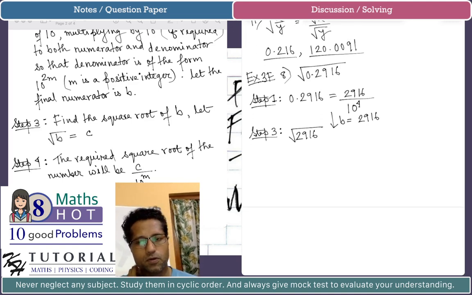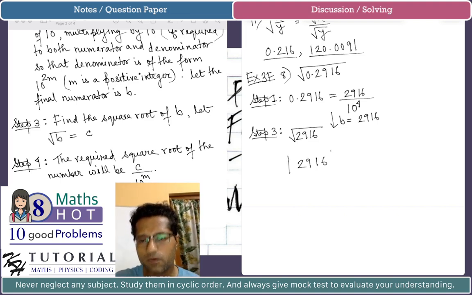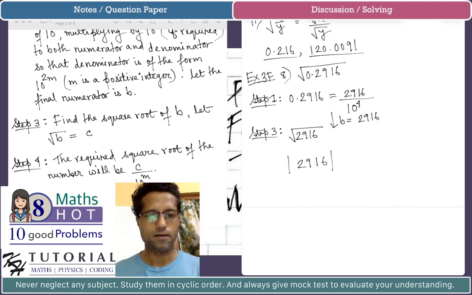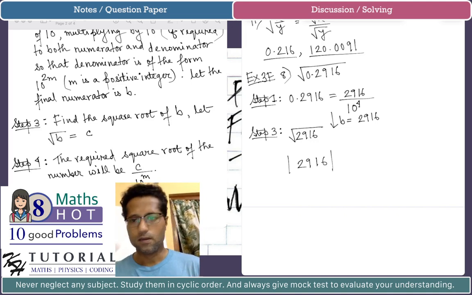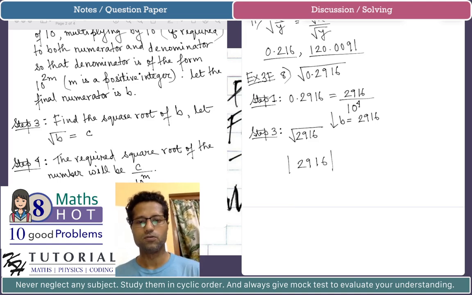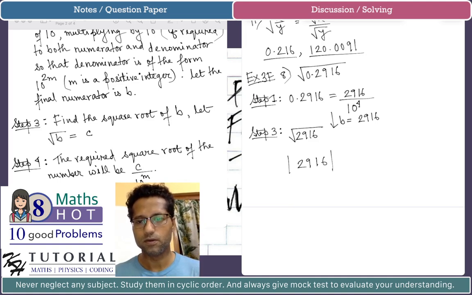So I have to find the square root of 2916 using the long division method. While finding it, I will not explain each step of the long division method. For that, I request you to watch my video where I discussed finding square roots using the long division method. First we need to create the periods, which are pairs of digits starting from the right-hand side. So we have 29 and 16.